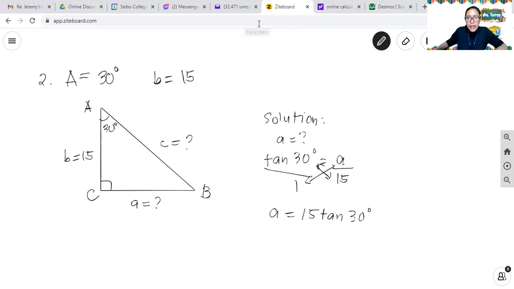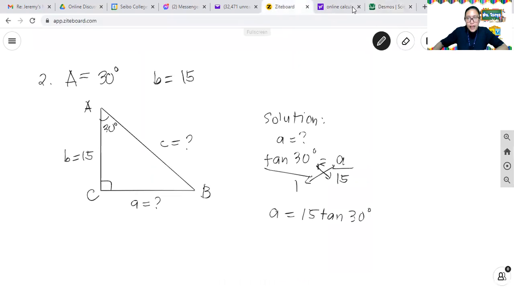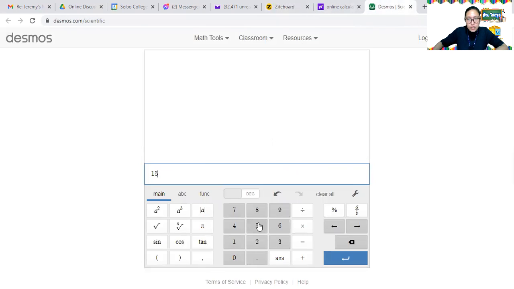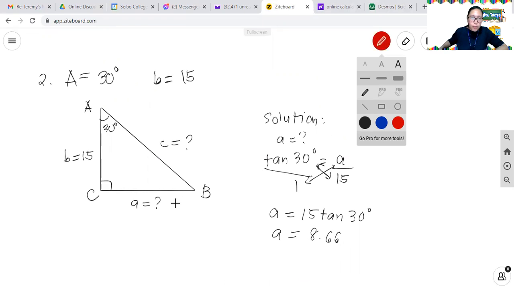And again, we use our online calculator, and we input this information. So we have 15 times tangent 30. And the answer is 8.66. So we write here A is equal to 8.66. So this is now our value for A.